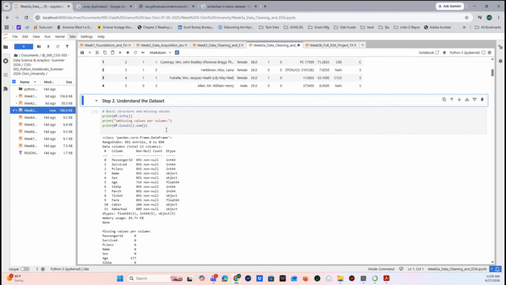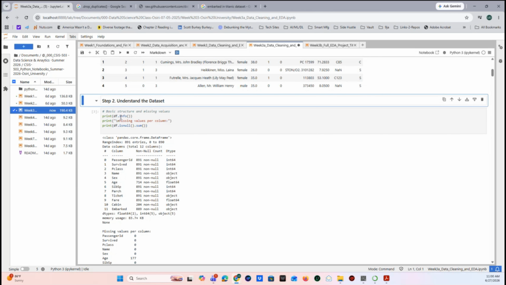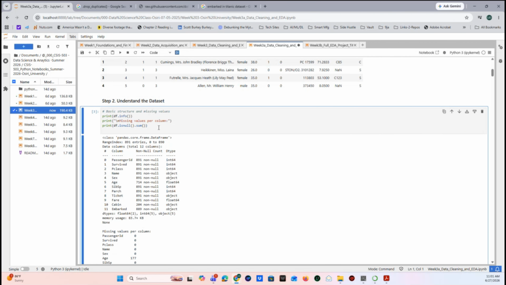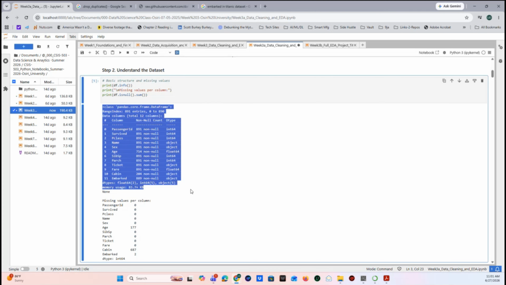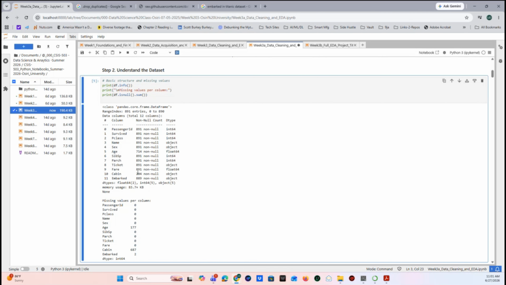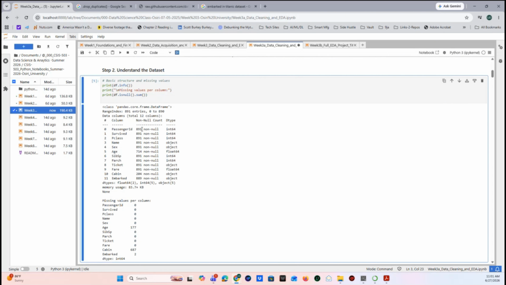To understand the data, all we need to do is say print df, which is our data. Remember, this is the data frame that we created. If I say .info, it's going to give me information about the data. That's the first part of that printout, right? So it's giving me that on the passenger ID, that there are 891 entries.